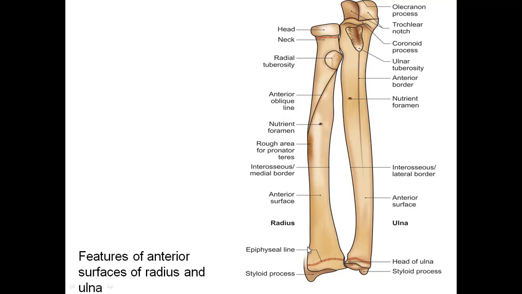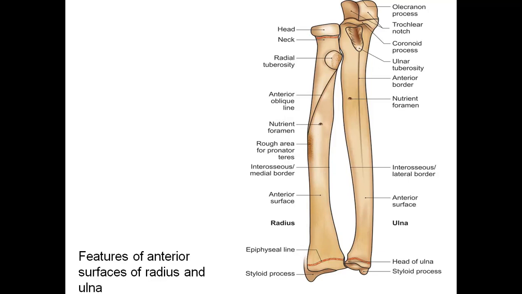Now coming to the lower end of the radius, which will have five surfaces. The surface you see from the front is anterior, the one which you see from behind is posterior. Then near the midline is the medial surface, away from the midline is the lateral surface, and the surface which is lower down is the inferior surface. And of course we have certain borders also.